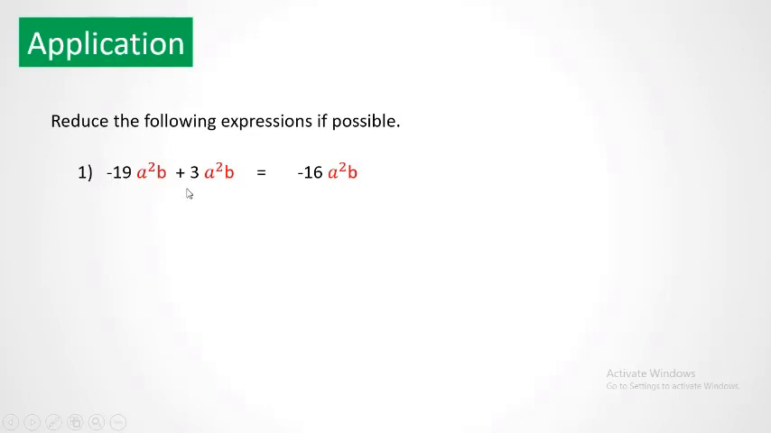Minus 19 plus 3. The coefficients have different signs, so we subtract them and put the sign of the bigger. Minus 19, then the sign in the answer will be minus, since 19 is greater than 3. 19 minus 3 is 16, then the answer will be minus 16a squared b.